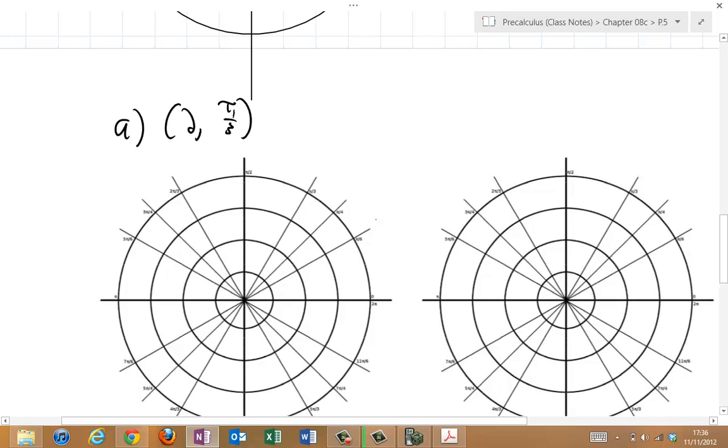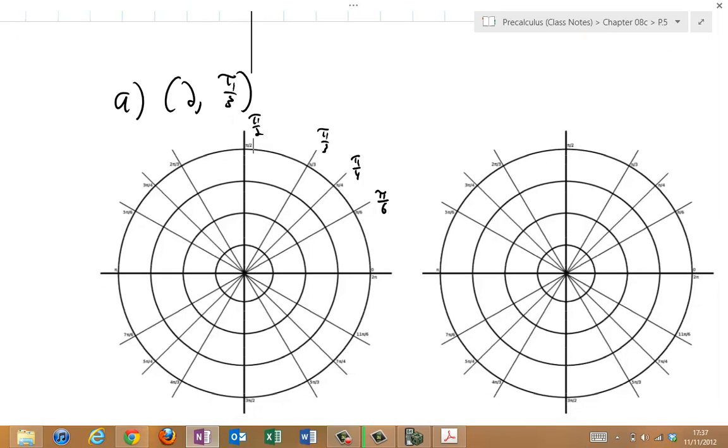This should make sense. This is pi over 6, this is pi over 4, pi over 3, pi over 2. And then if you keep going around the circle, you can see all the rest of them. This is also probably a little bit of an easier way of seeing where all the angles are. But if we want to graph 2, pi over 3, note that in these ordered pairs, one has to be a radius, one has to be an angle. So let's look at the pi over 3. We want to go 2 from the center. 1, 2. And there's our first point.